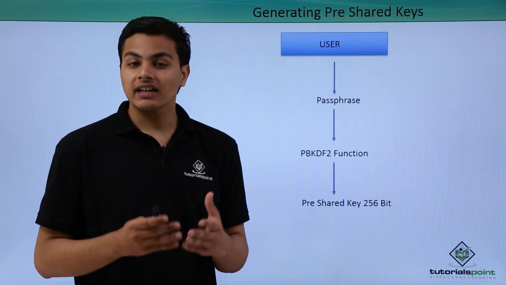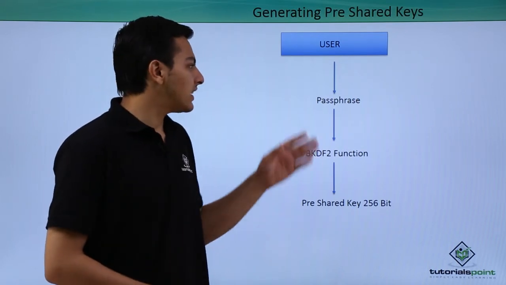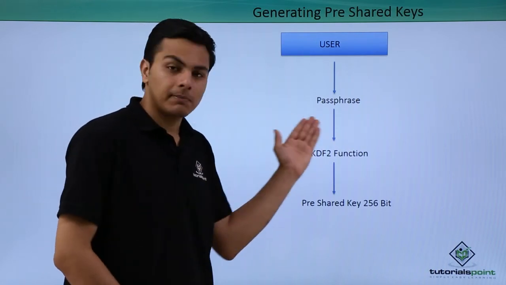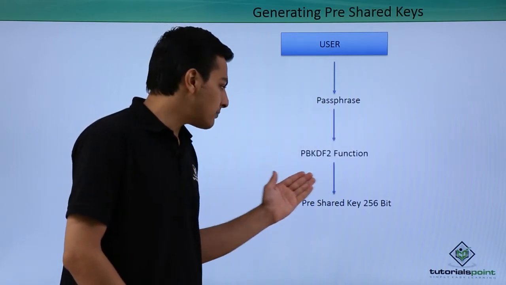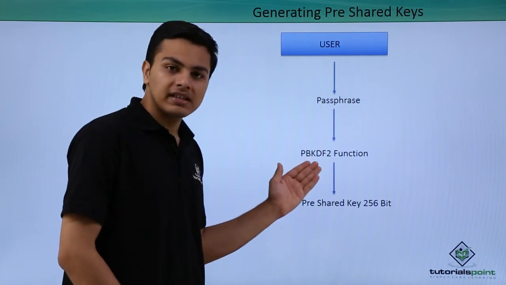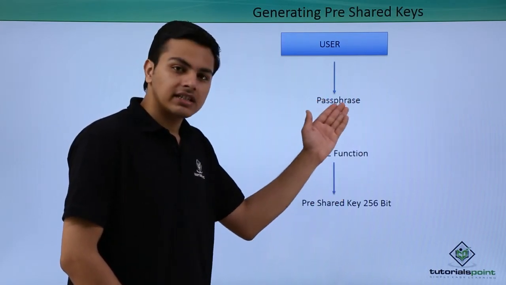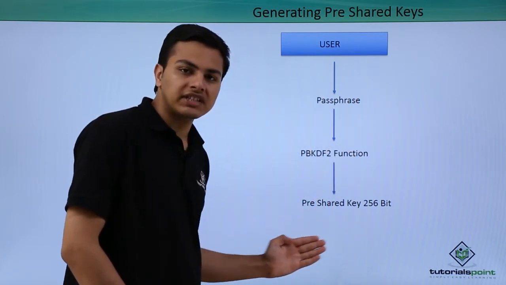So the pre-shared keys are the first step of WPA and WPA2 encryption. You can see here that here is our user, and once our user adds a passphrase, you can see here our passphrase, and this passphrase is passed through this function, the PBKDF2 function, that is the password-based key derivation function, and once our passphrase is passed through this function, we get a pre-shared key of 256 bits.